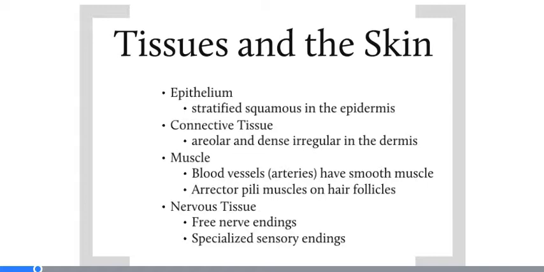And finally, there's nervous tissue in the skin. The nervous tissue in the skin is represented by nerve endings, which sometimes are associated with specialized support tissue. There aren't necessarily nerve cells in the skin, but there are parts of the nervous tissue in these endings there.